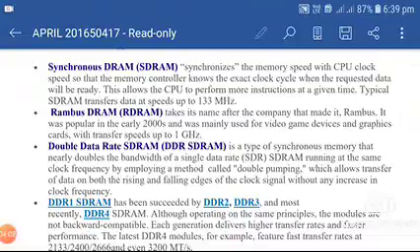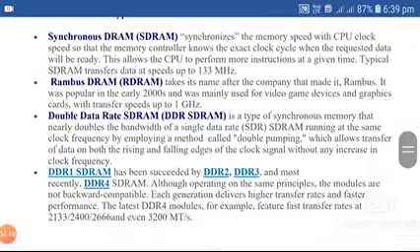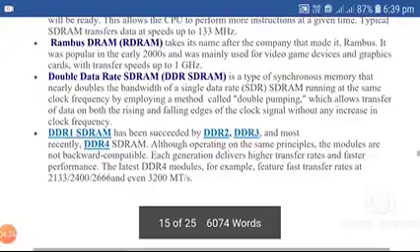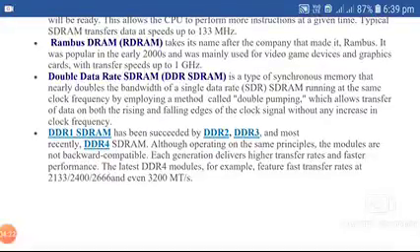Next one is the DDR SDRAM, a type of synchronous memory that nearly doubles the bandwidth of a single data rate SDR SDRAM running at the same clock frequency by employing a method called double pumping. DDR1 SDRAM has been succeeded by DDR2, DDR3 and most recently DDR4 SDRAM.